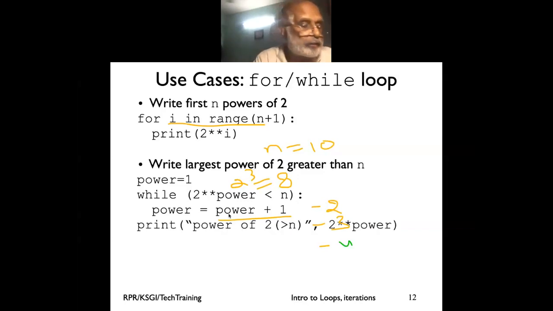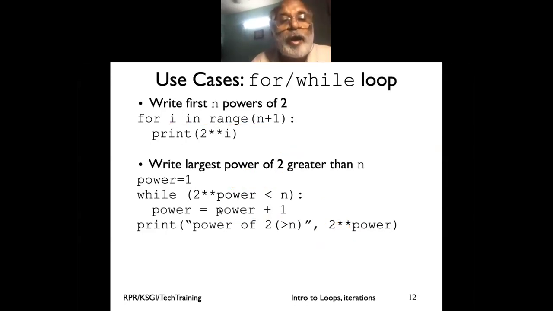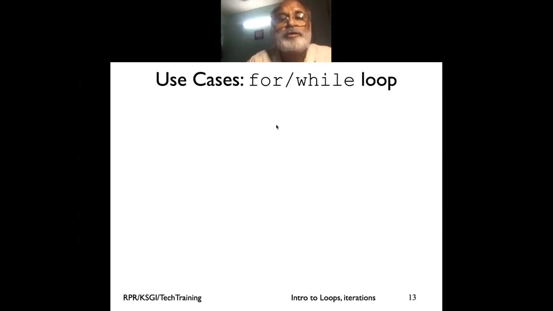So in this case, I really don't know how long I need to repeat the loop. Rather than use a while loop, if I know the number of iterations, I should do a for loop. And that's the basic premise. We should decide when to use a for loop or when to use a while loop.